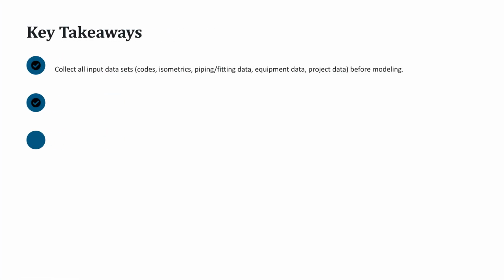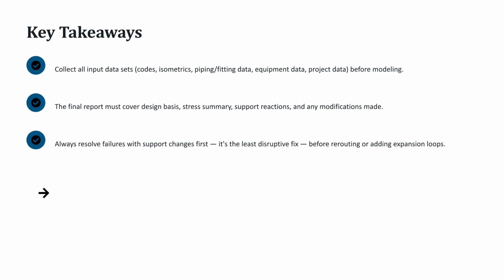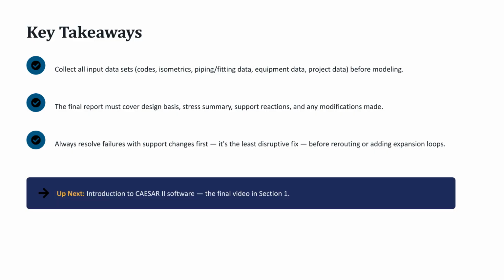Let's wrap up with 3 key takeaways. 1. Collect all your input data sets: codes, isometrics, piping and fitting data, equipment data, and project data before you start modeling. 2. Your final report must cover the design basis, stress summary, support reactions, and any modifications made. 3. Always resolve failures with support changes first. It's the least disruptive fix, so try it before rerouting or adding expansion loops.